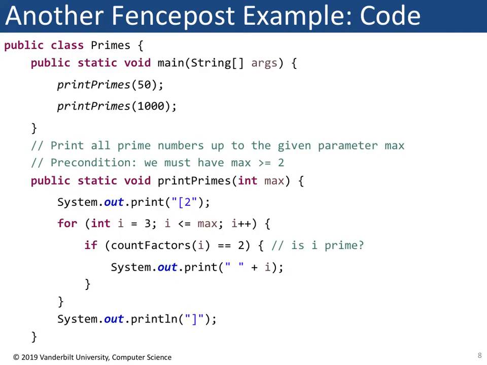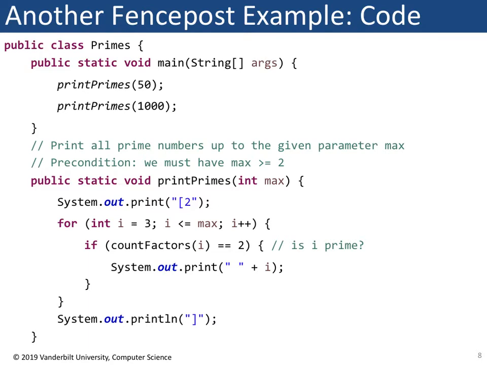Let's look at that in code. So we have some class called Primes that we've written, and we have our main function where we're going to call printPrimes up to the number 50, and then we're going to call printPrimes up to the number 1000. And then our method for printPrimes, we've documented it well. We are going to print all the prime numbers up to the given parameter, which we've called max.